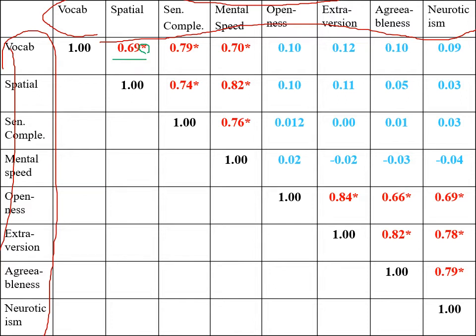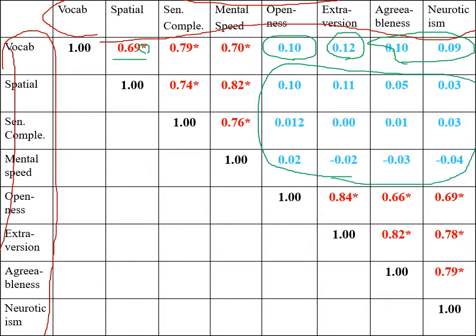Okay, now vocabulary and openness does not correlate very well. Vocabulary and extroversion do not correlate with each other very well. Vocabulary and agreeableness or neuroticism do not correlate very well with one another, and so do the rest of the clusters. You can see that this blue is basically saying that this is not a significant correlation.